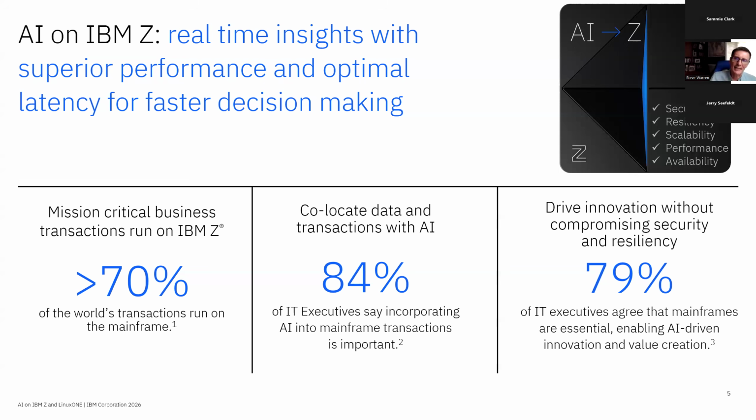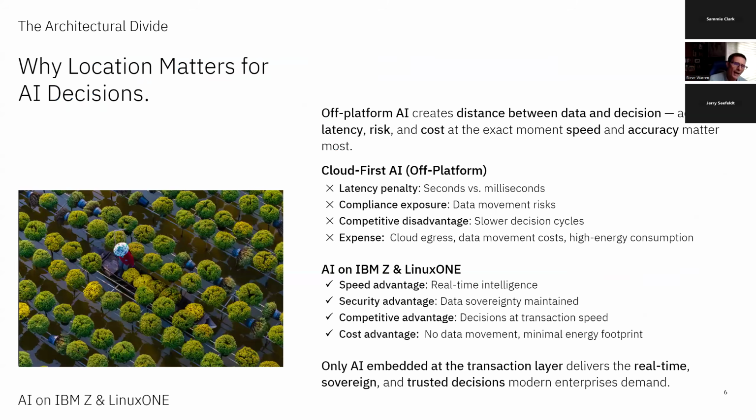The idea here, though, is why not bring AI to where your data and applications are, rather than trying to farm that off to some other platform? So we'll talk about this a little bit more and build this idea out over the next hour. Okay, so why does location matter for AI decisions?